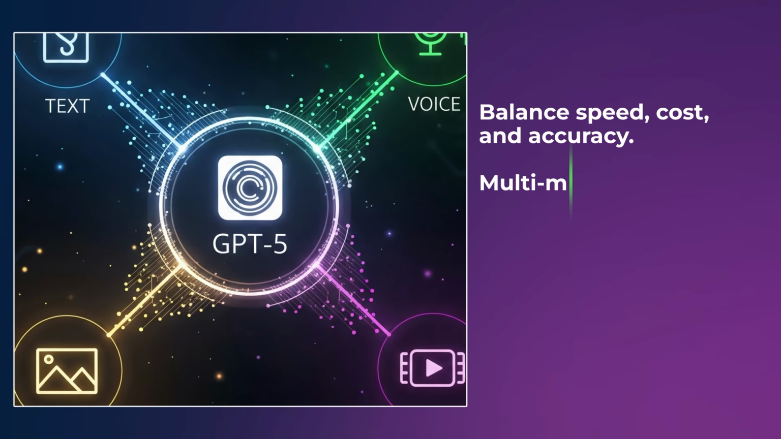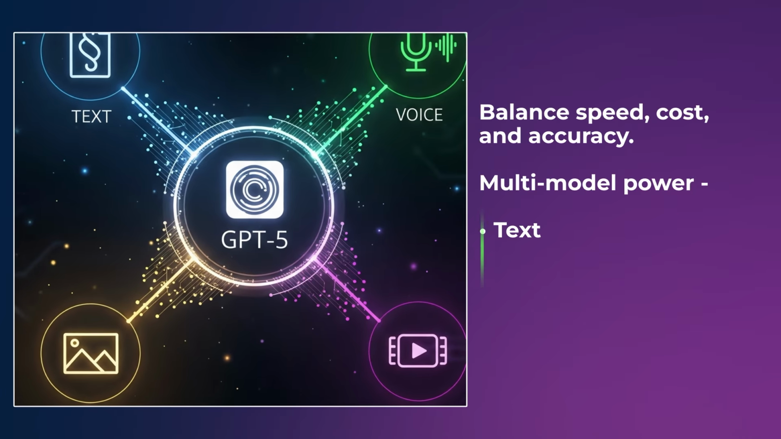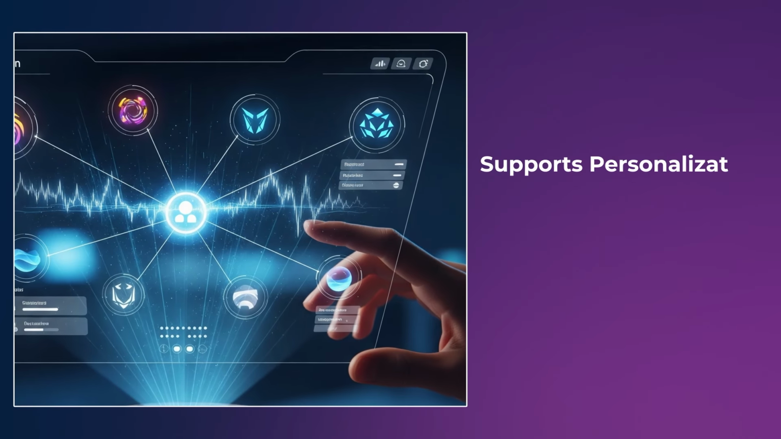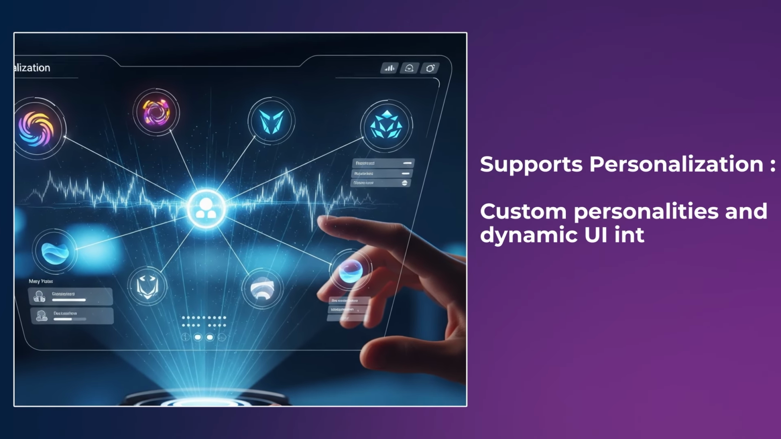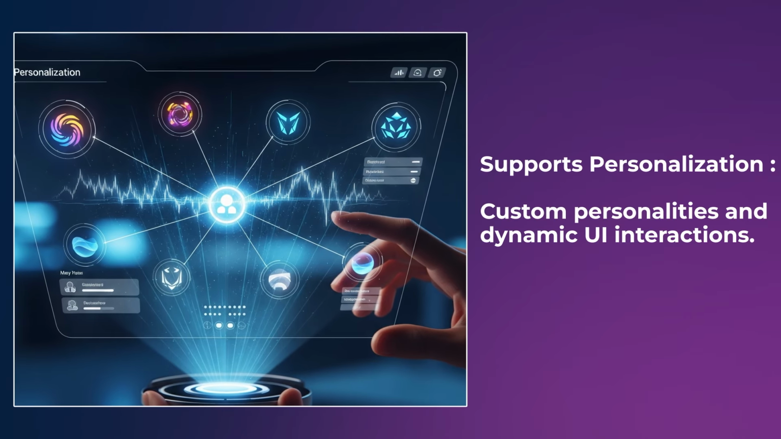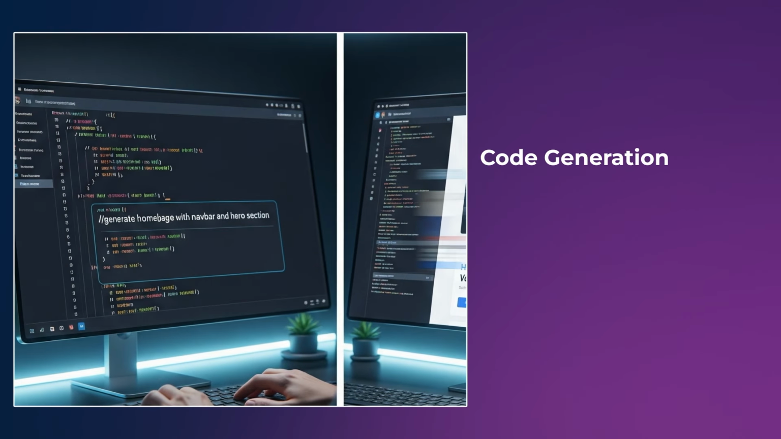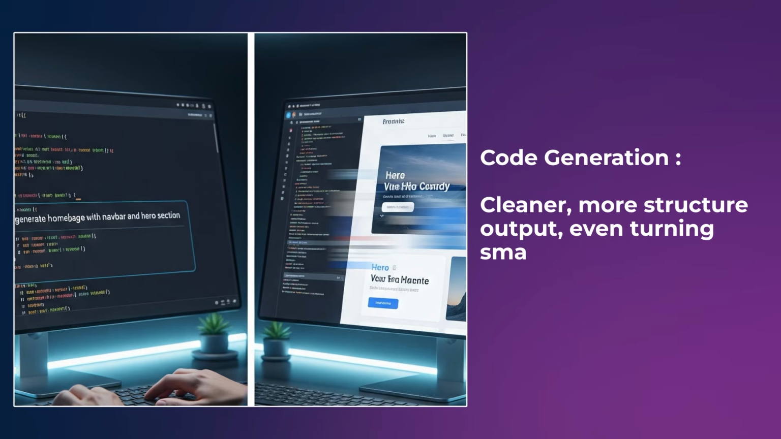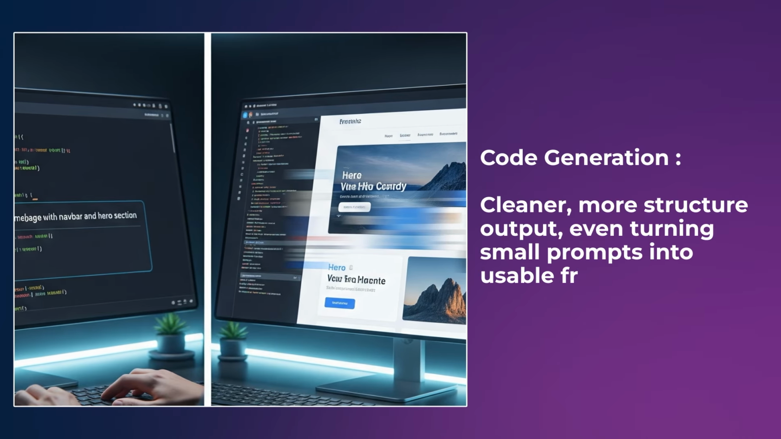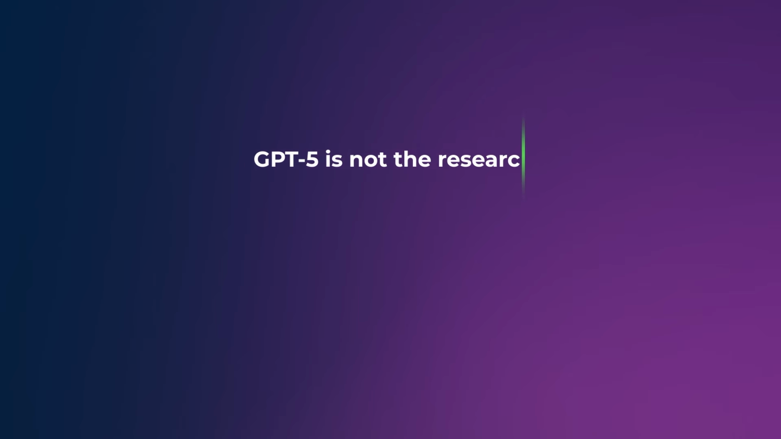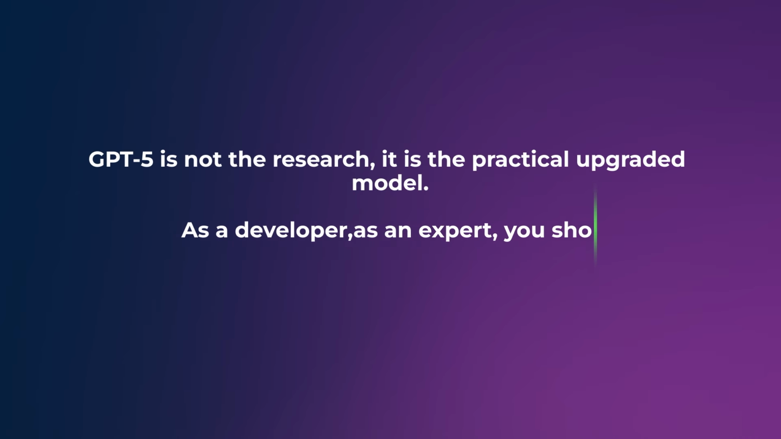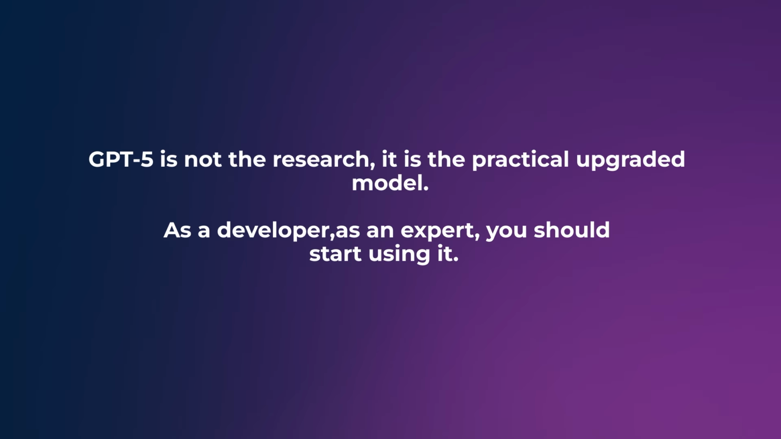Here we get multimodal power. GPT-5 works across text, voice, images and even video in real time. It supports personalization, where we can have custom personalities and dynamic UI interactions built right in. And we also get code generation. We have cleaner, more structured outputs, even turning small prompts into usable front-end UIs. Let me tell you, GPT-5 is not a research upgrade, it is practical. And as a developer, as an expert, you should start using it.